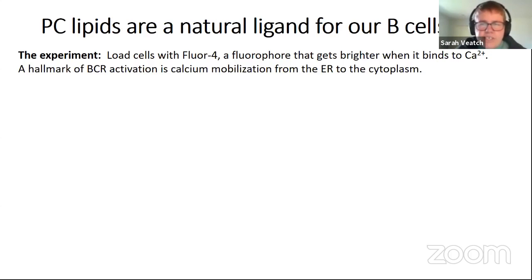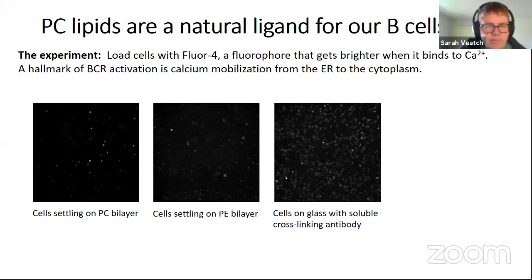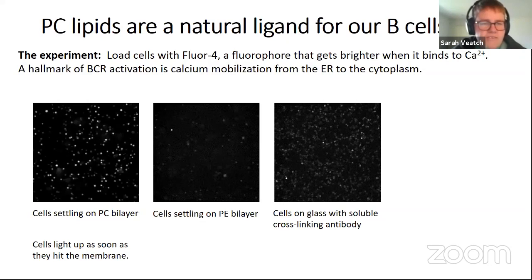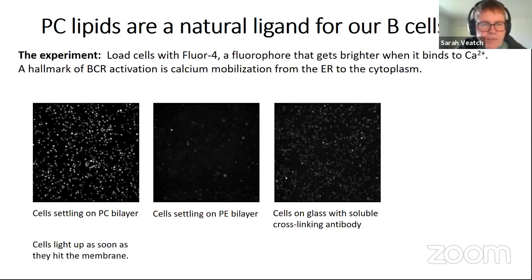And calcium mobilization is kind of a hallmark of B cell receptor activation. And so here's some movies that I'm going to show of cells landing on a surface. So now these bright spots aren't single molecules, they're actually entire B cells imaged at low magnification, and the brightness is the brightness of this fluorophore that indicates calcium concentration in the cytoplasm. Okay, so in the first experiment, we just settled these cells onto a supported lipid bilayer containing PC lipids. And you can see as soon as the cells land on this surface, they light up. And that's the indication that they're activating.